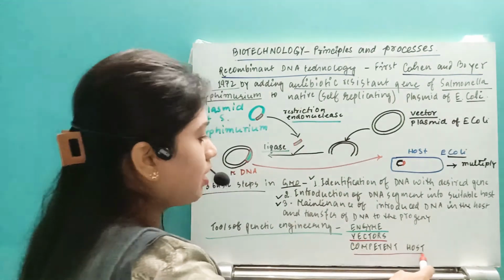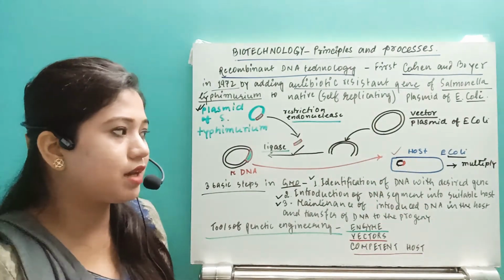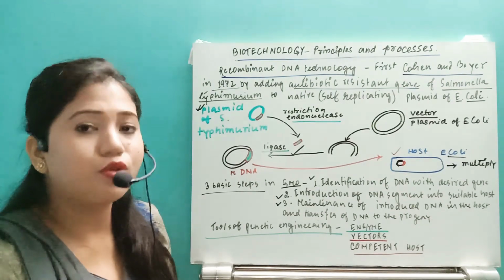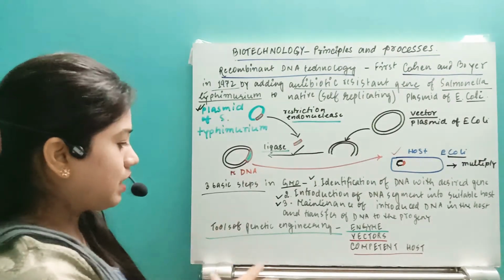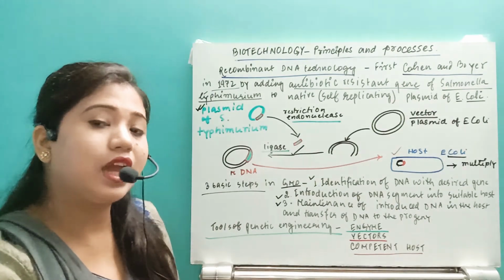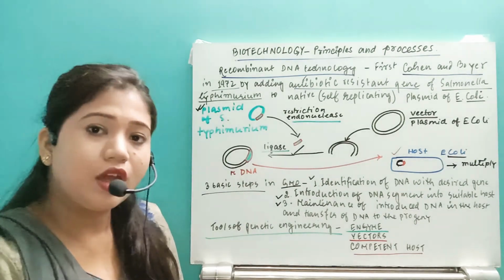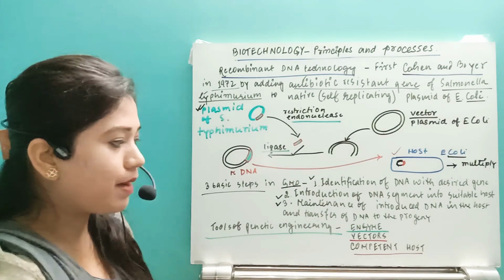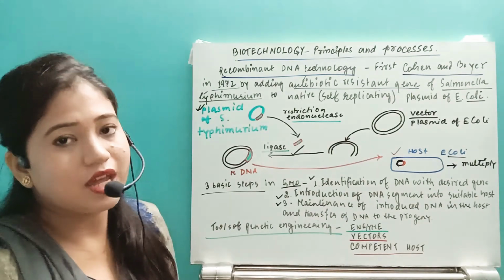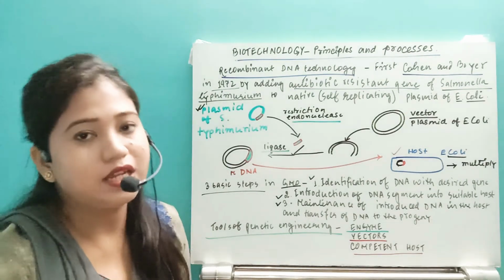And after that, a competent host. We need this host so that our desired gene fragment can multiply, or can produce its own protein, right? So these are the different tools that are used in genetic engineering, or in recombinant DNA technology. Now we are going to see step by step the different enzymes, vectors, competent hosts, etc. So I hope you understand this. This is the recombinant DNA technology.